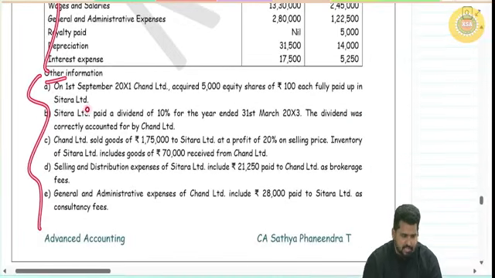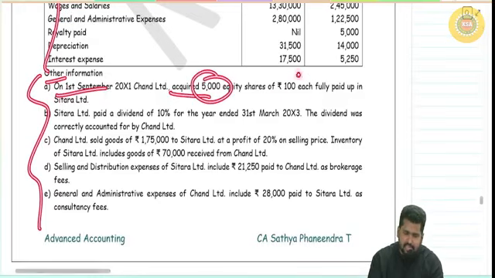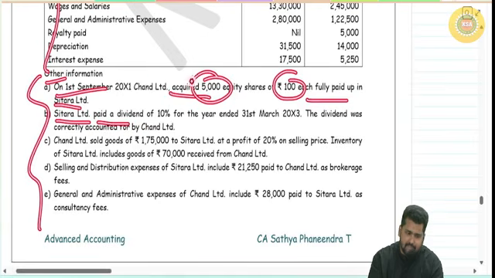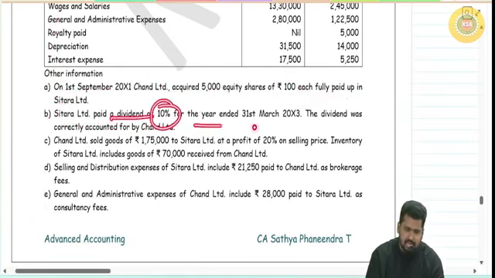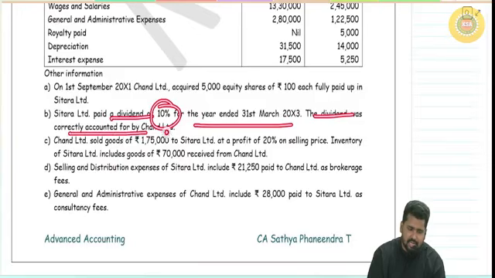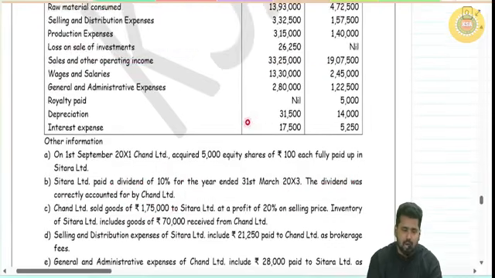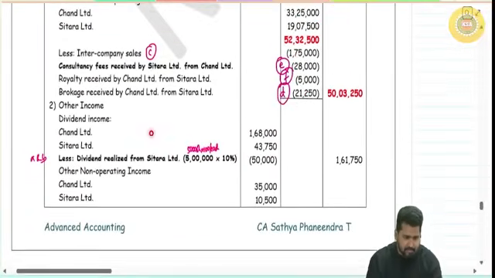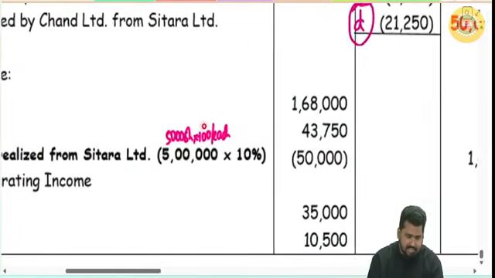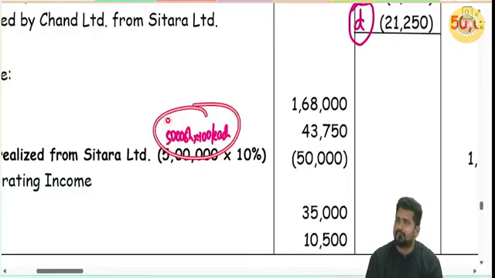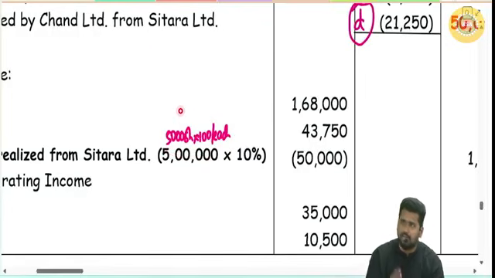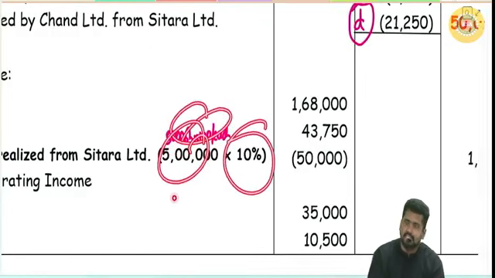Clear? Listen, first, on 1st September, Chand acquired 5,000 shares of 100 each, fully paid up. Sitara is the company we are acquiring, meaning it is the subsidiary. Sitara Limited paid a dividend of 10% at the end of the year. The dividend was accounted correctly in the Chand account, meaning they have to account it now. Clear? How many shares are we having? 5,000 shares of 100 each, not 10. So 5 lakh into 10% dividend we are getting.